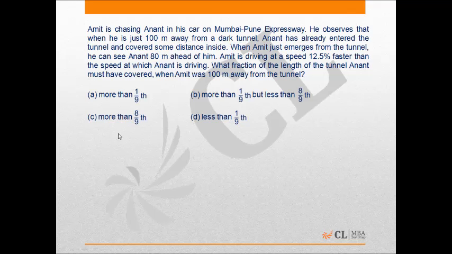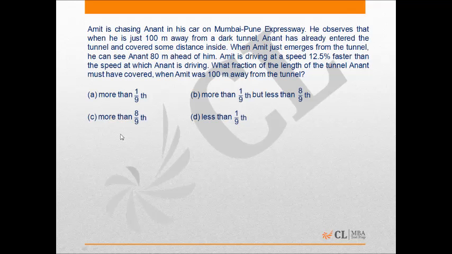This could also be a level 2 question. The question states, Amit is chasing Anant in his car on Mumbai-Pune expressway. He observes that when he is just 100 meters away from a dark tunnel, Anant has already entered the tunnel and covered some distance inside. When Amit just emerges from the tunnel, he can see Anant 80 meters ahead of him.